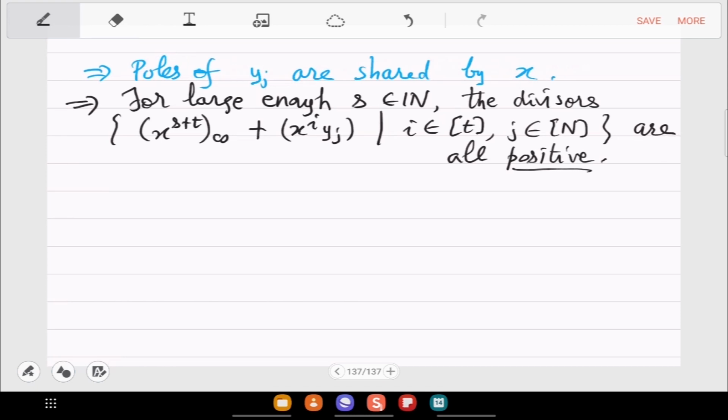Okay, so where am I using this? That previous property actually connects the poles of y_j with the poles of x. And this is the important part. This part is present to balance the negative terms. So whatever negative order the principal divisor of x^i y^j has, it will be made positive. So this is big enough, and since it is big enough, it will clear away all the negativity. That's the reason. So all these are positive divisors.